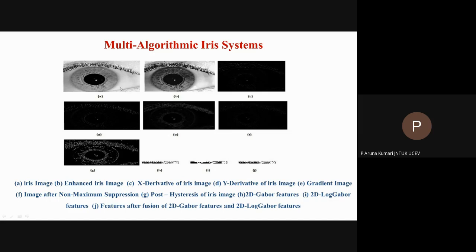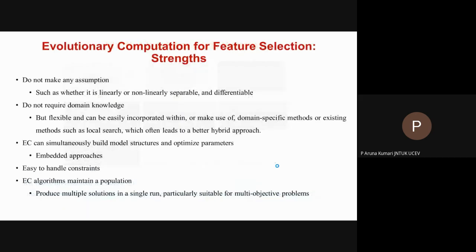This is an example. We have the iris, for which we have identified the x and y derivatives, gradient and non-max suppression. This shows all the pre-processing images, and also Gabor features, and also the feature level fusion. This is the Gabor features, and this is the log Gabor features, and the integration of these two features. Then obviously more features will be there.